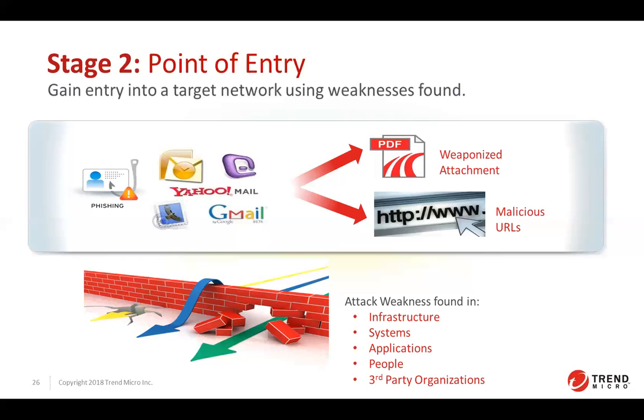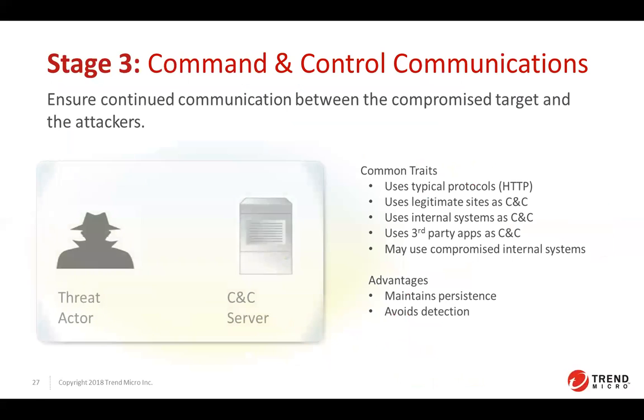They're going to use weaponized attachments or embedded URLs, but they're also going to look for weaknesses in your infrastructure, your systems, your applications, and your third-party organizations. We've seen a lot of third-party organizations be targeted just to get access to the networks of the organizations they work with. So there are a lot of places that they can go. The challenge for a lot of organizations is that these guys can be patient. They can launch many different attacks. If one doesn't work, they'll try something new.